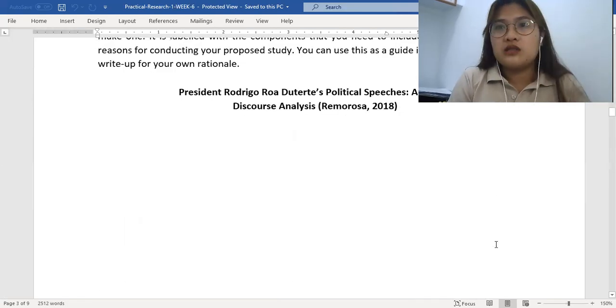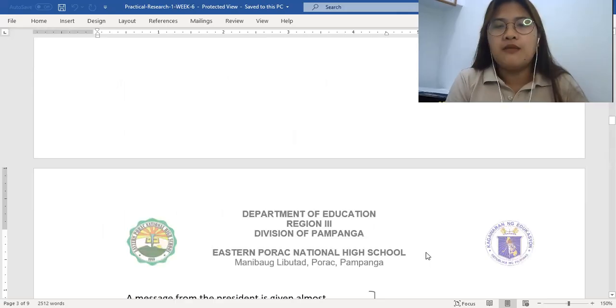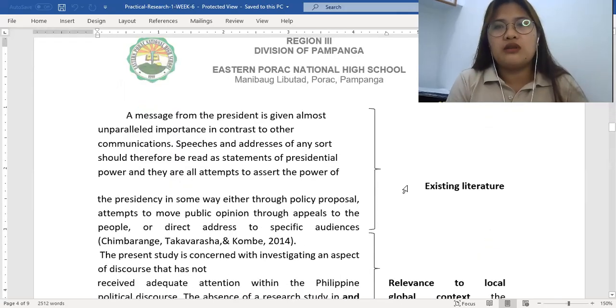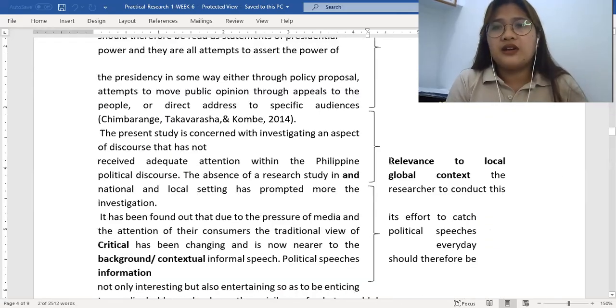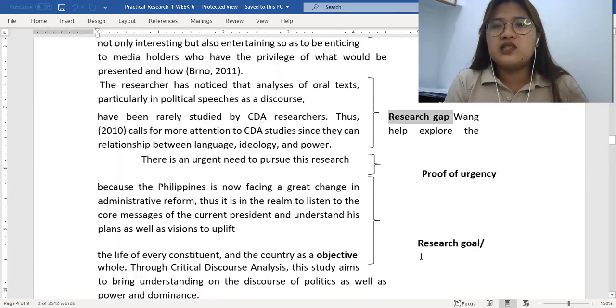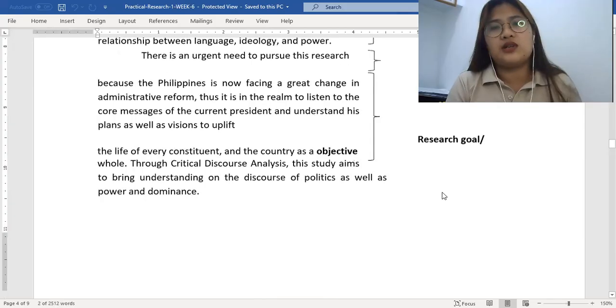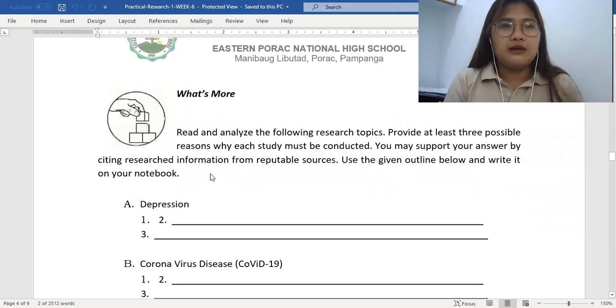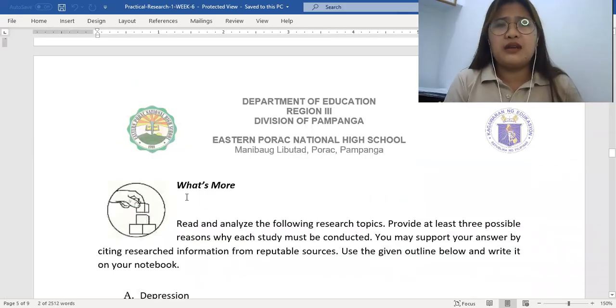So, going back, ito ang form ng rationale. Ang rationale ay ang justification mo, bakit mo ginagawa yung isang research. You start with existing literature, the relevance, okay, the research gap, the proof of urgency, and then you end it with the research goal.